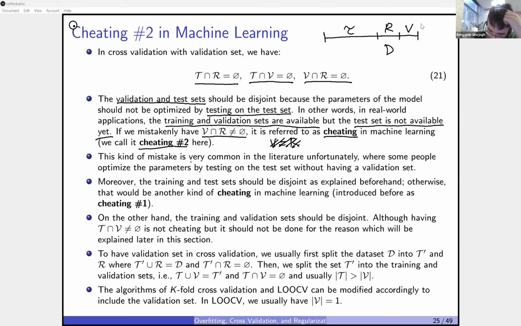This kind of mistake is very common in the literature, unfortunately, especially in the literature of deep learning. That's very common. Do you know why? Because in deep learning, it takes time to train the model, and people are lazy to do cross-validation for that. Because do you remember here in cross-validation in the for loop that we have here?